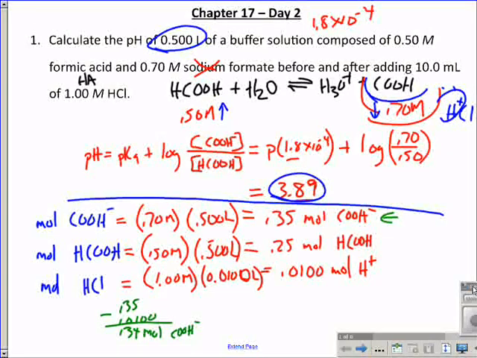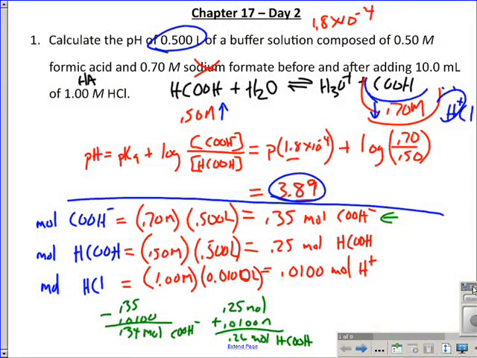Now, the other thing that's going to happen is the amount of my formic acid is going to go up by that number. So I have to take my 0.25 moles and add my 0.0100 moles. And that's going to give me 0.26 moles of my formic acid.